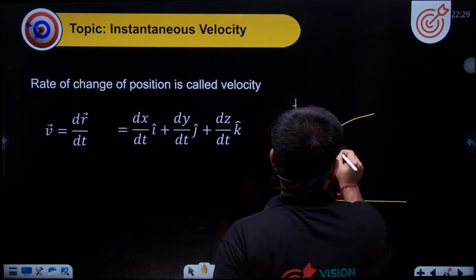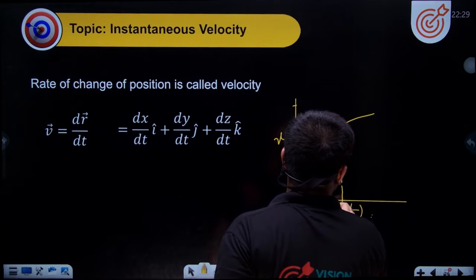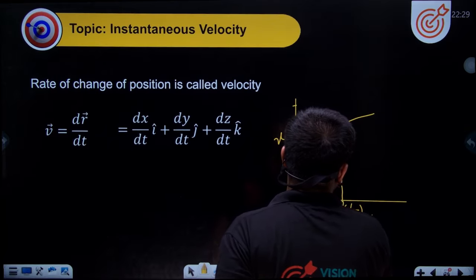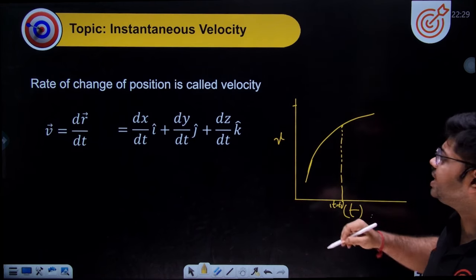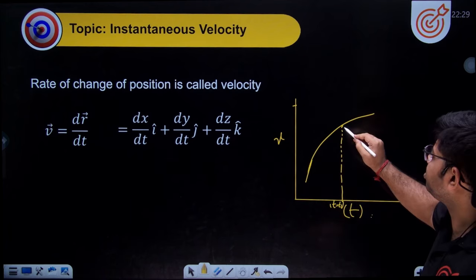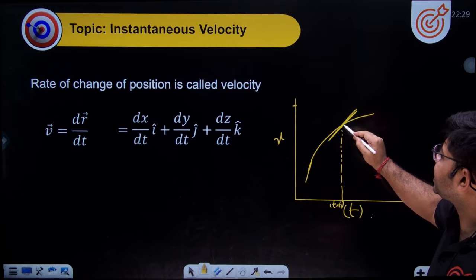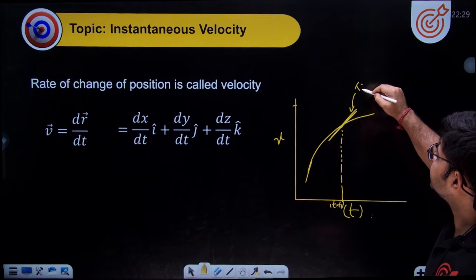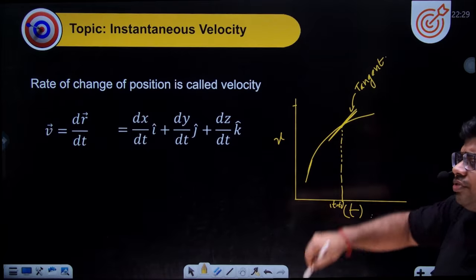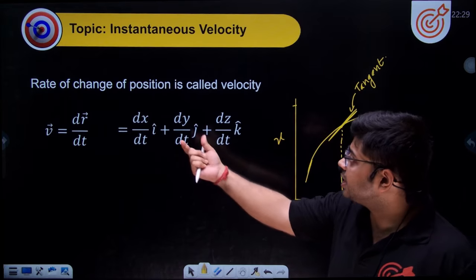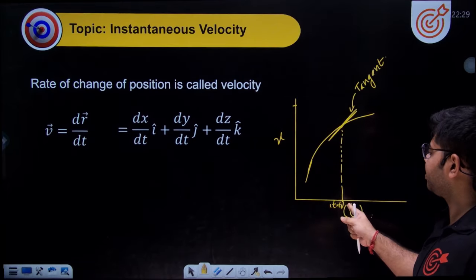Then what I mean to say is that suppose I want to find out the exact velocity at a particular time t is equal to t1. Suppose this is the time t is equal to t1. So at this point, what is the instantaneous velocity that I want to measure? That is going to be given by the slope at this point, the exact tangent. So this is nothing but the tangent. I have to draw a tangent at that point, and the value of this tangent is giving me the rate of change of position at that particular instant, that is at time t is equal to t1.